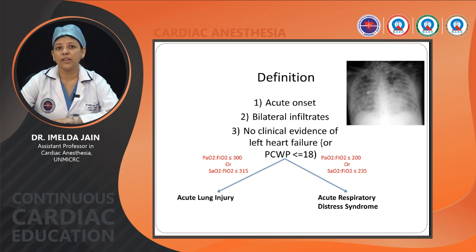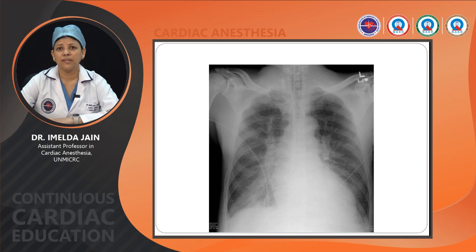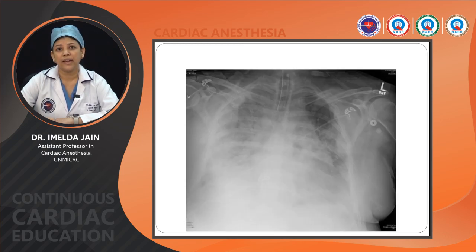Accordingly, when we calculate the PaO2 by FiO2 ratio, they defined that a patient with a PaO2 by FiO2 ratio of less than 300 was termed as acute lung injury, whereas when the PaO2 by FiO2 ratio was less than 200, then the term acute respiratory distress syndrome was given. So, this is the X-ray of a normal patient. To classify for an ARDS, this is the chest X-ray which shows bilateral chest infiltrates.